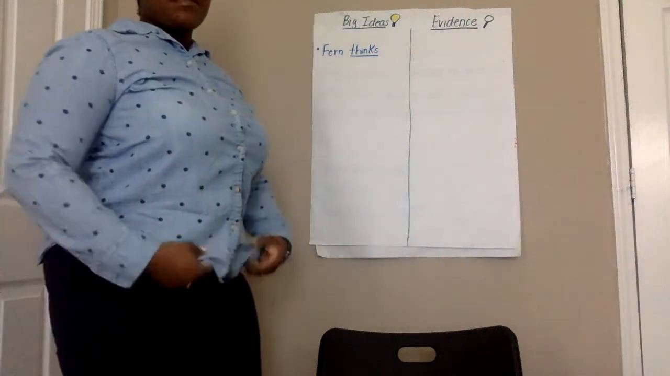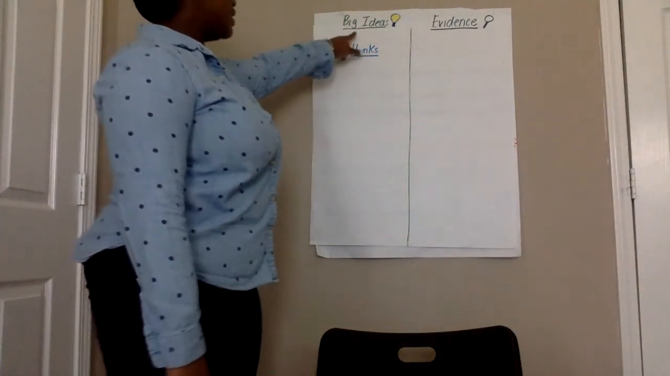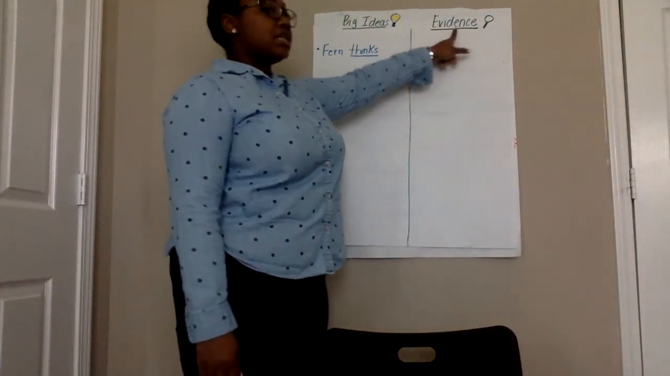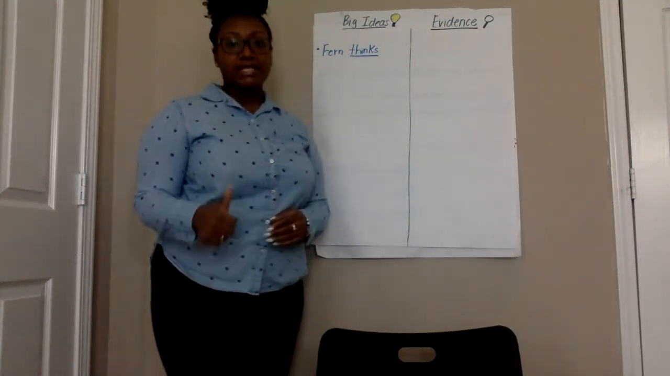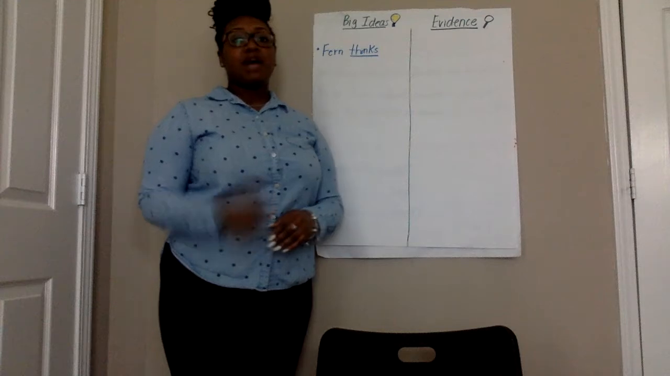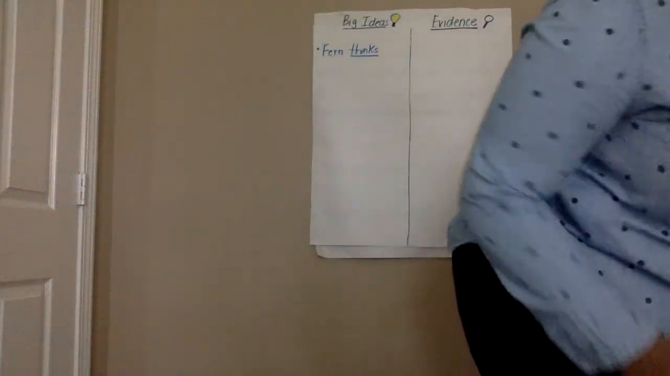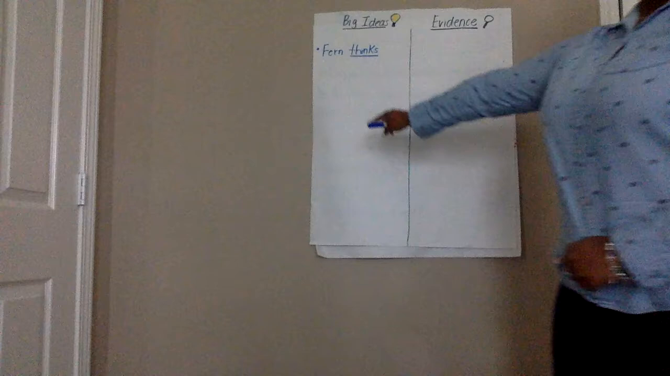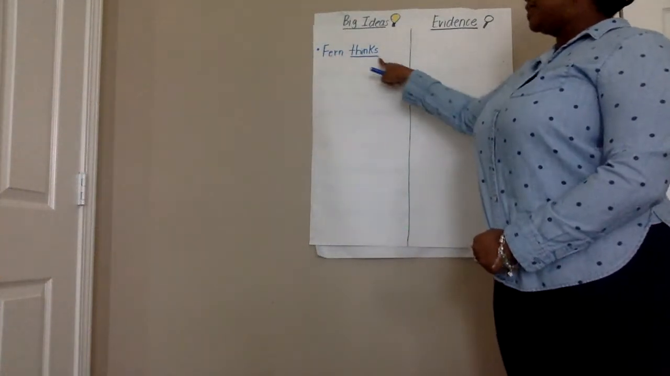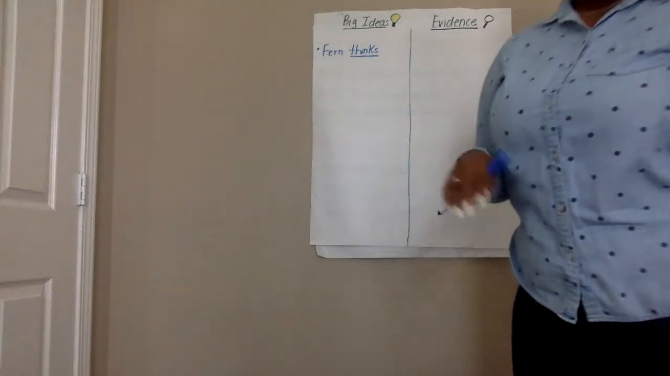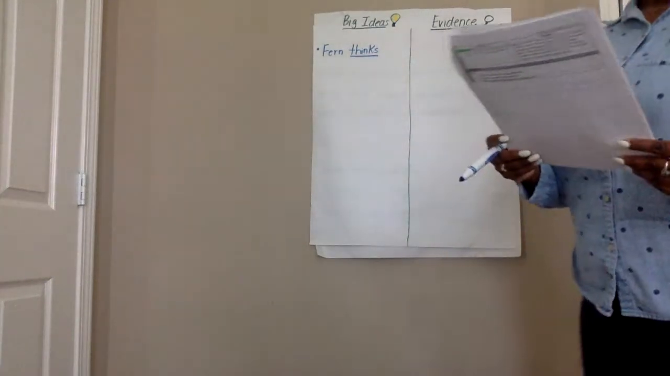On a separate piece of paper, you're going to have your big ideas and you're going to have your evidence. Remember, I told you needed to be thinking about Fern's perspective and thinking about Mr. Arable, or her father's perspective. So now, scholars, you're going to write along as I write. Go ahead and write these words. Fern thinks. You're going to underline the word thinks because you're putting yourself in her shoes.